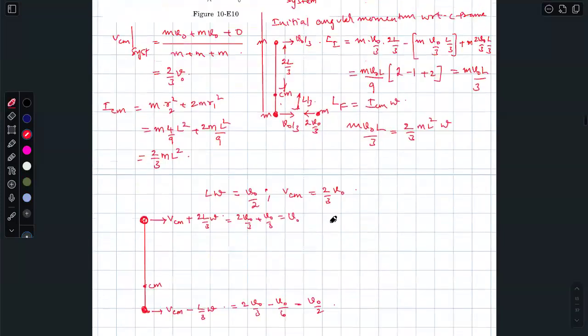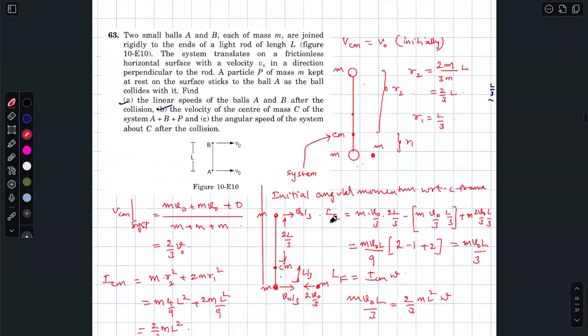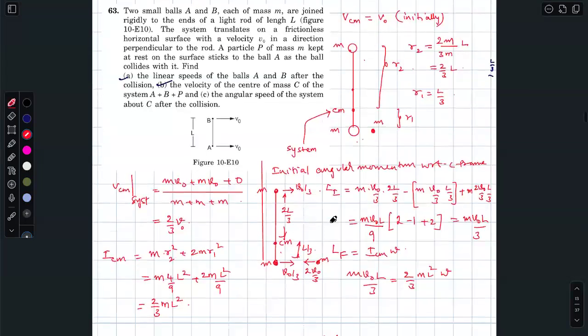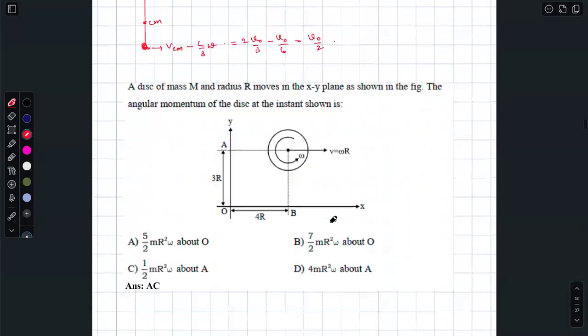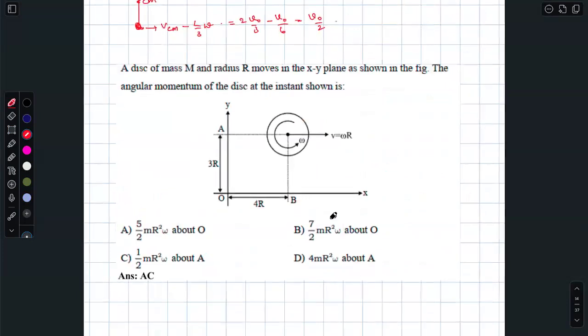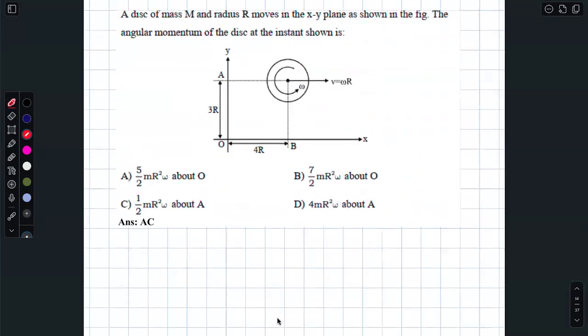If you have any doubts, please ask me. Are we clear about this question? Now try this, everyone. We have only 5 minutes, not even 5 minutes, 3 minutes time. The angular momentum of the disk at the instant shown is. Please try to understand angular momentum about which point.